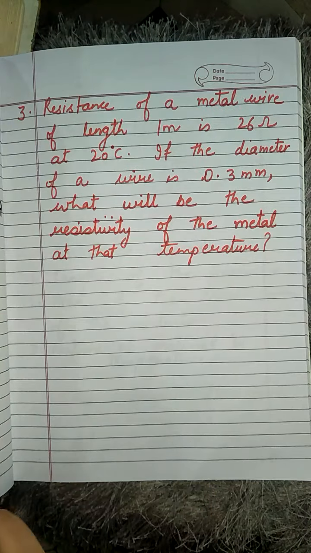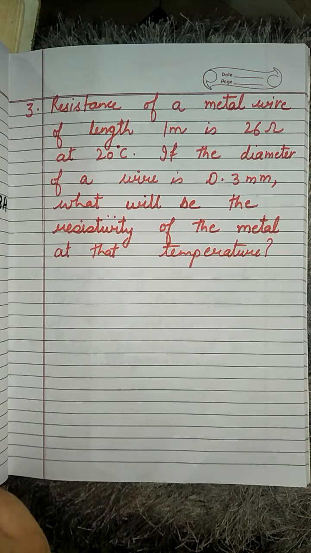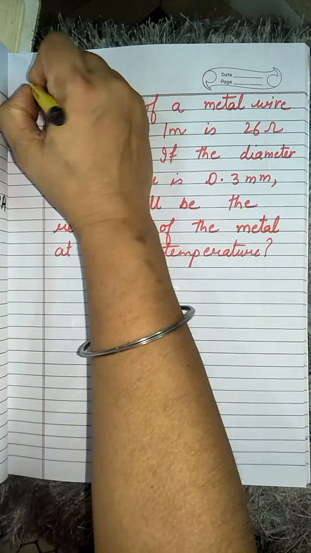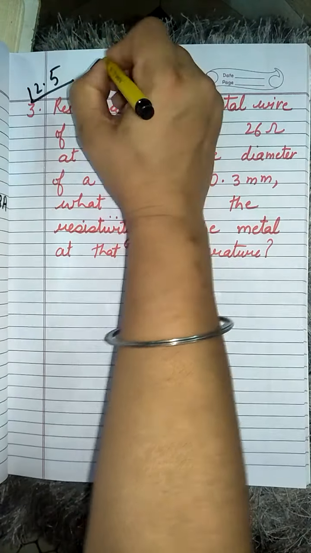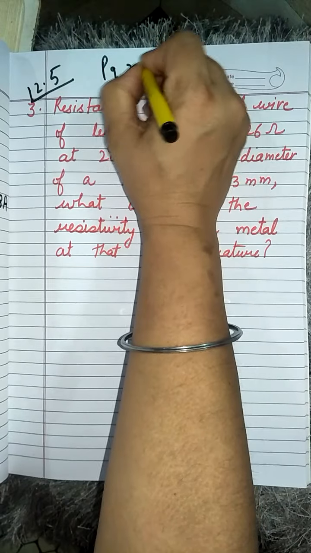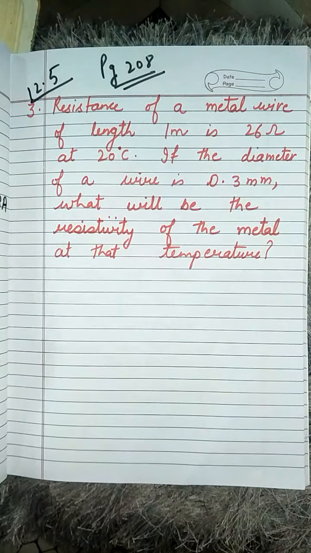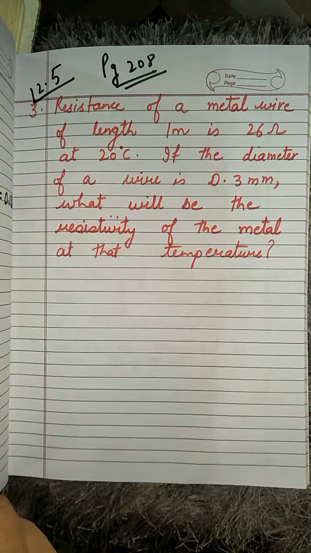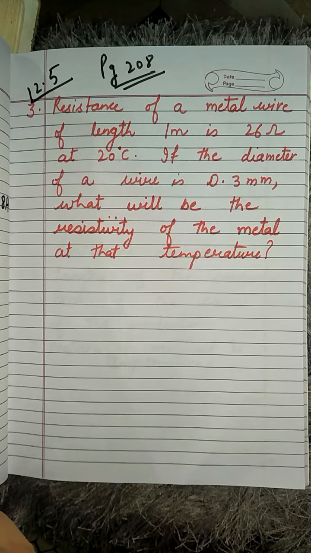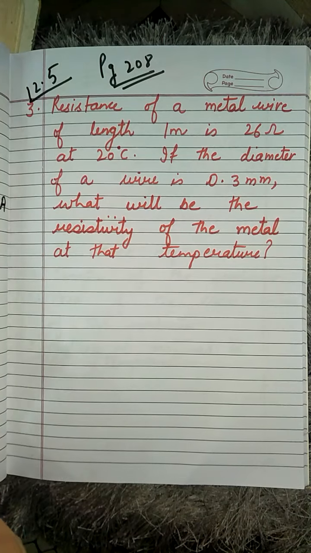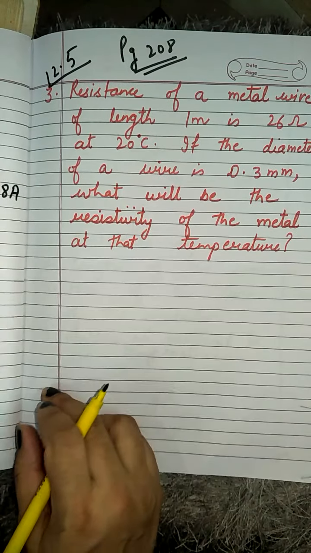Now the next question, a very important and very good question. This is from your textbook example. This is your example number 12.5 of page number 208. And in the old NCERT, the answer is wrong, so please make it correct when you are solving it. Let us solve this question.